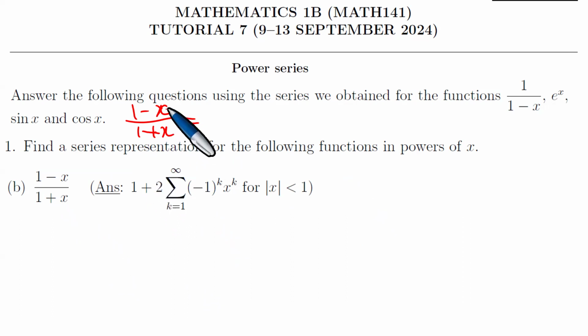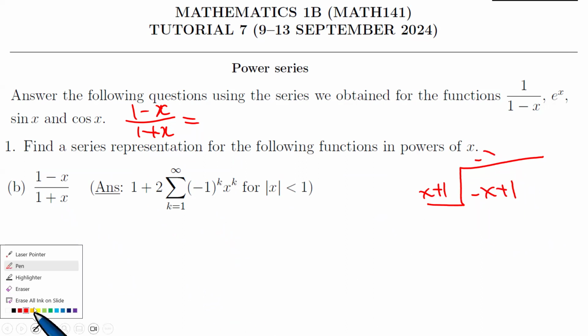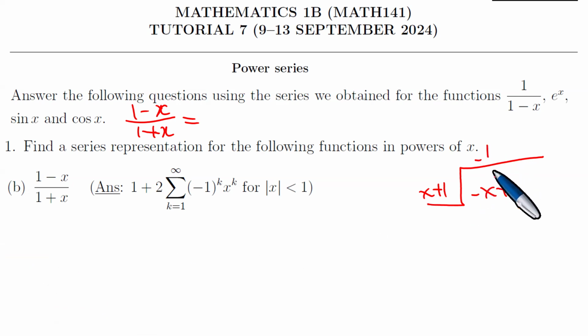To divide these things, the easiest way is to use long division. So in the top, you have this. In the bottom, you have this. You divide this by x, you have -1. You multiply, you have minus x minus 1. You subtract these things. Well, this is a long division called the division algorithm or the long division method.